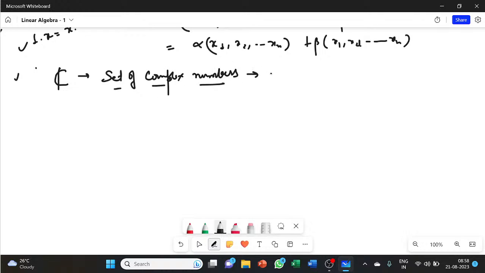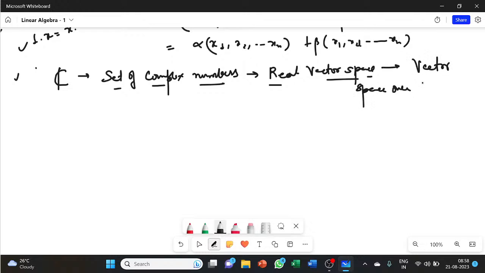Set of complex numbers, and it also forms a real vector space. What do I mean by real vector space? That is a vector space over field R. Whenever I say real vector space, it implies I'm stating that it is a vector space over R. And indeed it is.